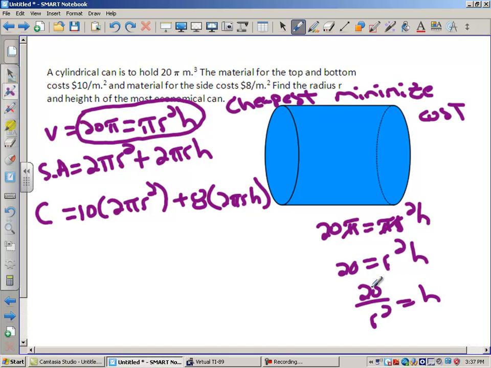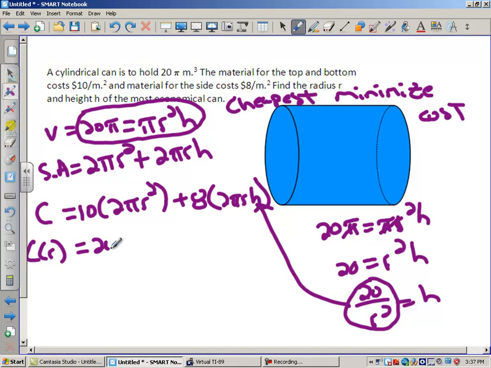And I can just take that right there, 20 over r squared, and plug it in for the h. So my cost equation is going to be just a function of the radius. So I've got 20 pi r squared plus 16 pi r, and that h is 20 over r squared. So let's simplify that just a little bit more.